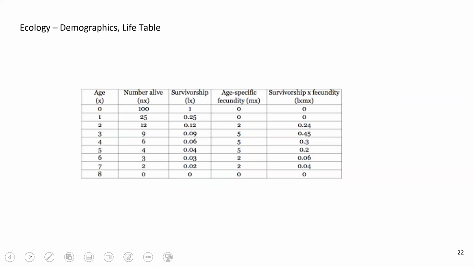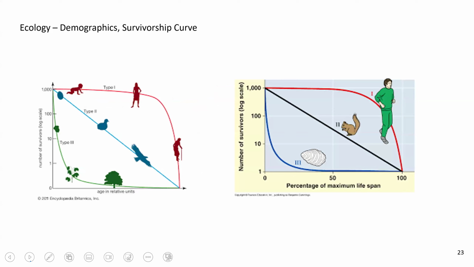After mark recapture, we looked at life tables, and it gives you information on population growth and the average number of offspring born to an individual. Here's fecundity. And this is females only. We spent quite a bit of time on survivorship curves. So we have the first example here.